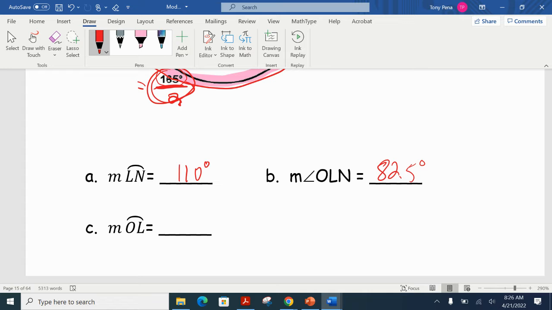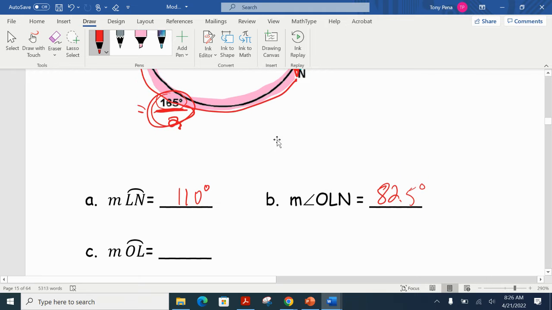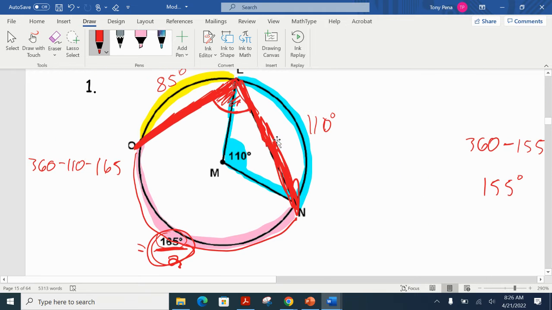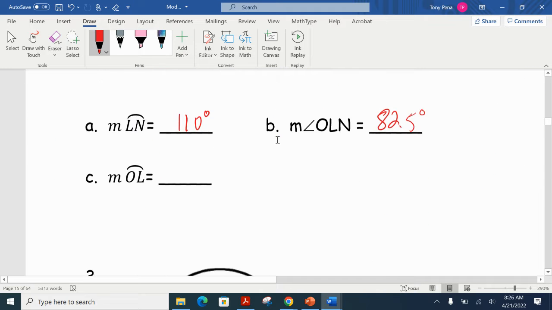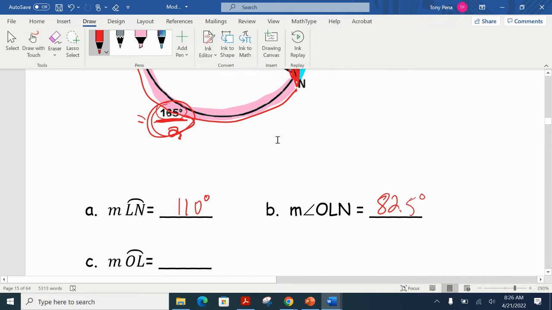Now, C should be nice. Do C real quick. That should not be a tricky one. B was the first one kind of today that's a little tricky. So now do OL. That one should be nice.